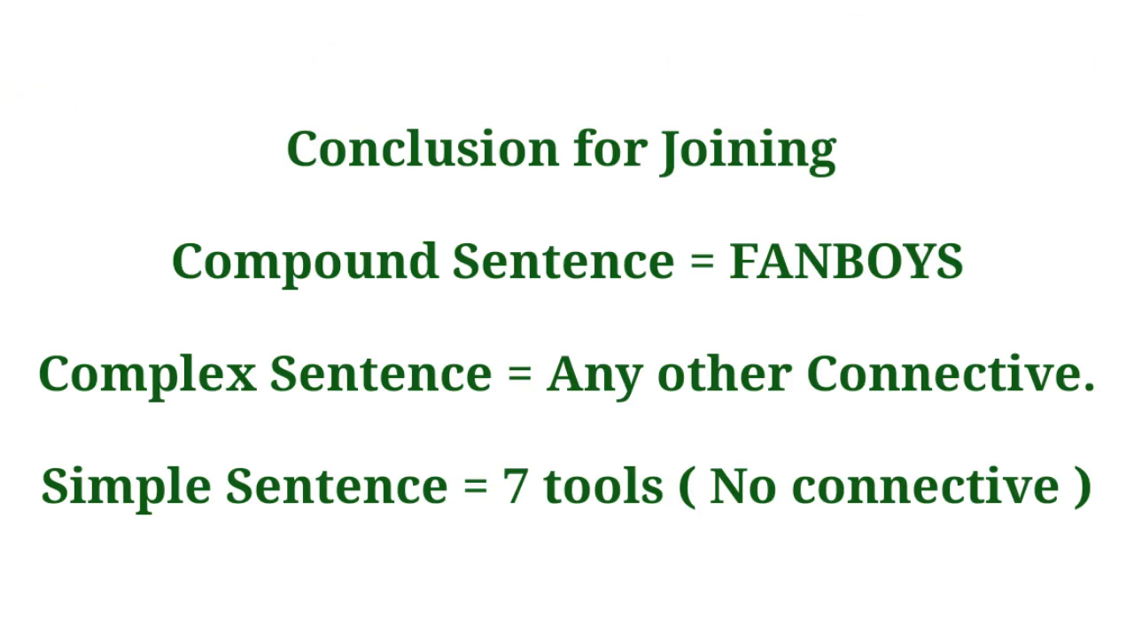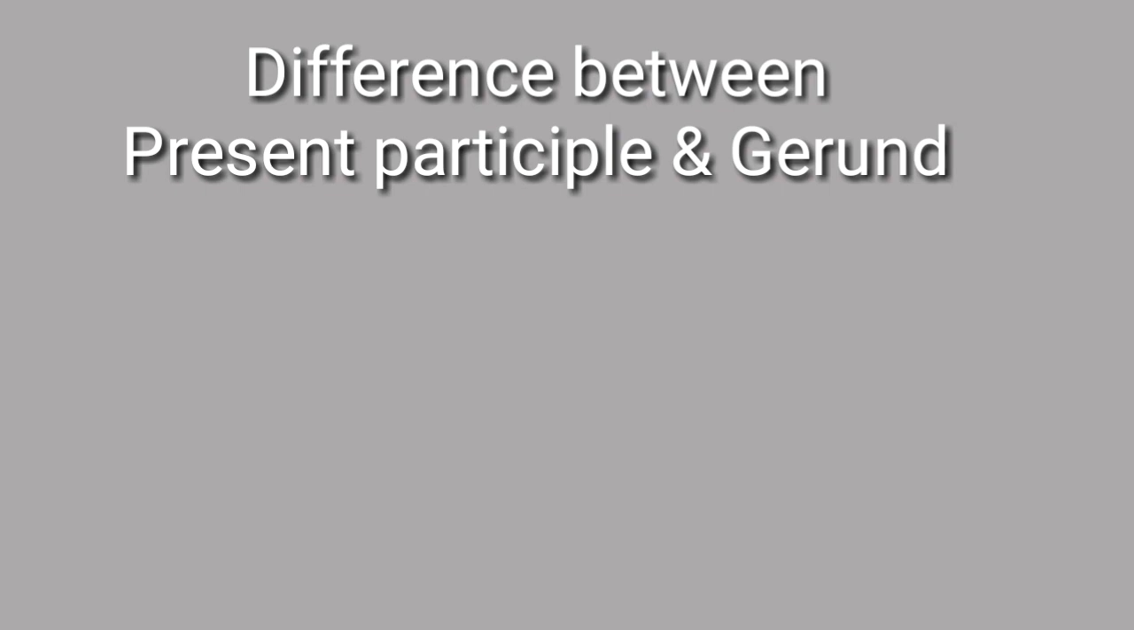Now what is the conclusion for joining? To join into a compound sentence we should use fanboys. To join into a complex sentence we can use any other connective except fanboys. And in a simple sentence we cannot find any connective, and those seven tools can be used to join into a simple sentence. Now one factor must be cleared over here.